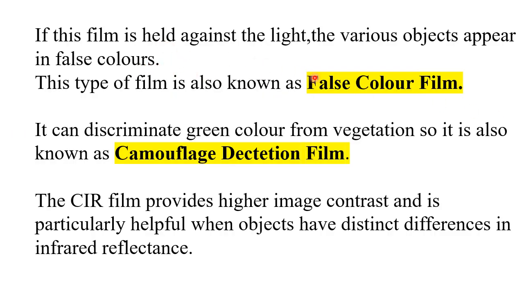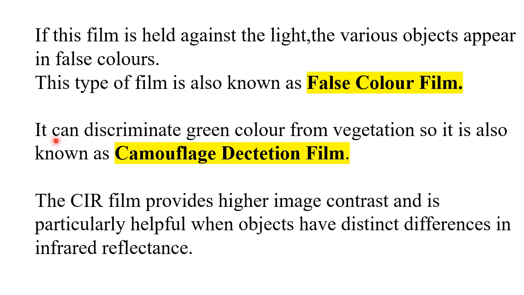When this film is held against the light, then various false colors we get. False color means pseudo color, that is an image that shows an object in colors which are different from the actual photo. This shows three different wavelengths that human eyes cannot easily identify. This type of film is also known as false color film or pseudo color film.